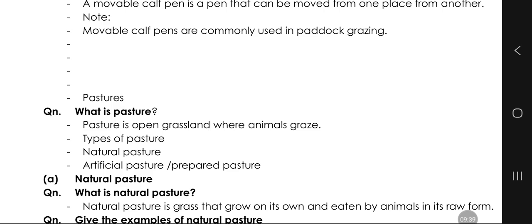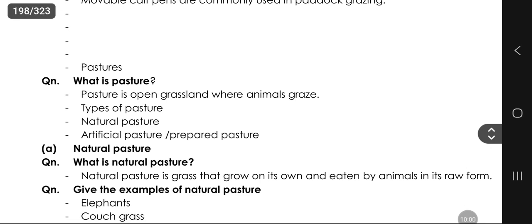We have what we call natural pasture. Also have artificial pasture. So natural pasture, as you know, everything that is in nature, it always exists by nature, or it has no man intervention. So natural pasture is grass that grows on its own and is eaten by animals in its raw form.